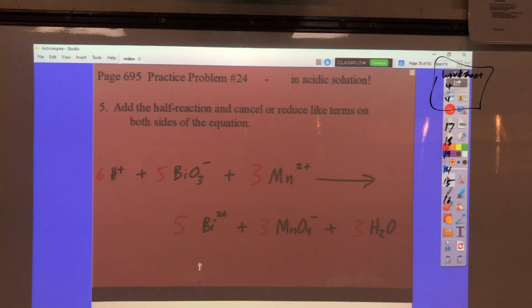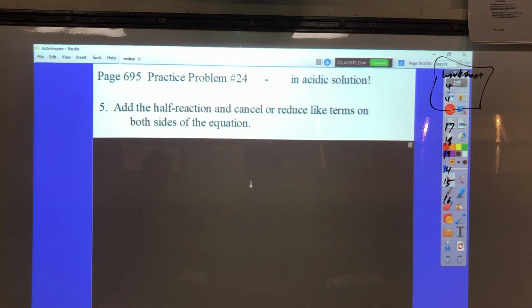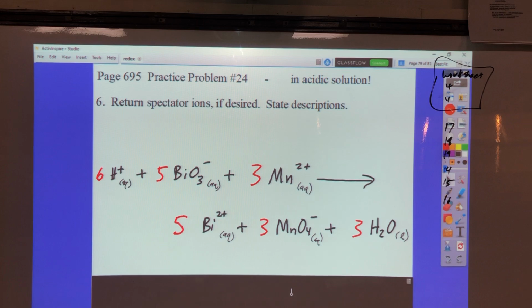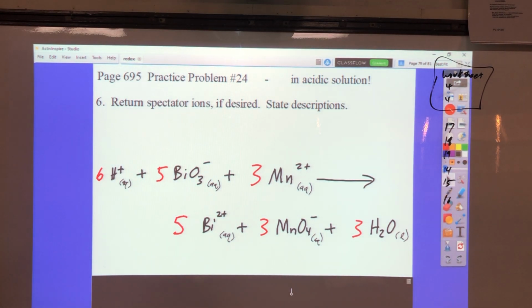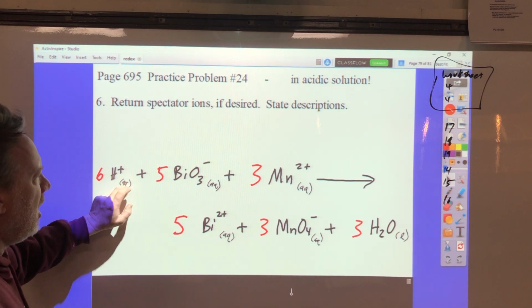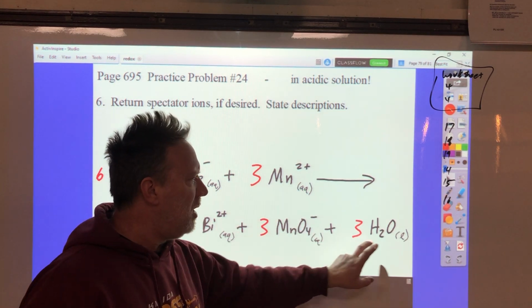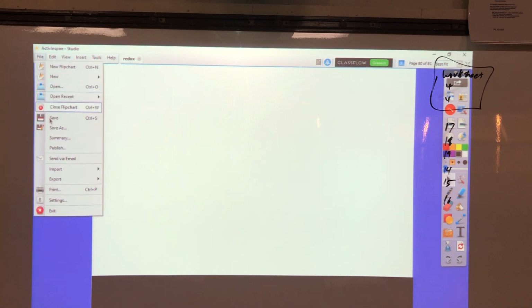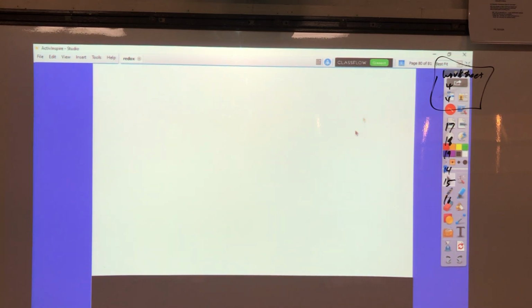Next. So you got to know what to do. And if you have the diagram to tell you what to do, it's much easier, I guess. Return the spectator ions if desired. I don't think they gave us any spectator ions in this one. And then you put in your state descriptors. So aqueous, aqueous, aqueous, aqueous, aqueous, and liquid for the water. Okay, I gotta go in and make a couple changes in there.